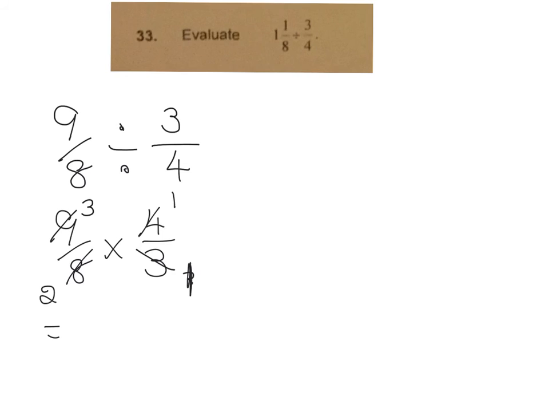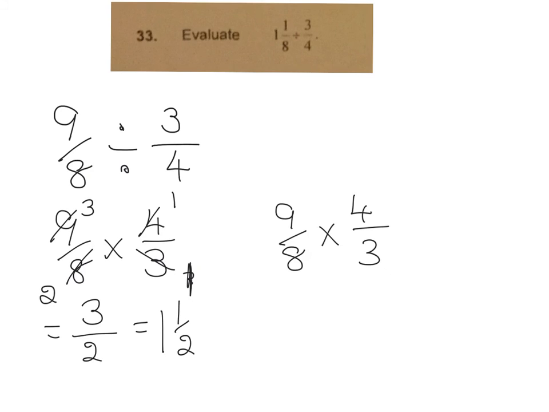So now we have 3 times 1, which is 3. 2 times 1, which is 2. 3 over 2. Change back into a mixed fraction, 1 1/2. So if you don't like the cancelling down, you can just go straight ahead and multiply. So 9 times 4 is 36. 8 times 3 is 24.